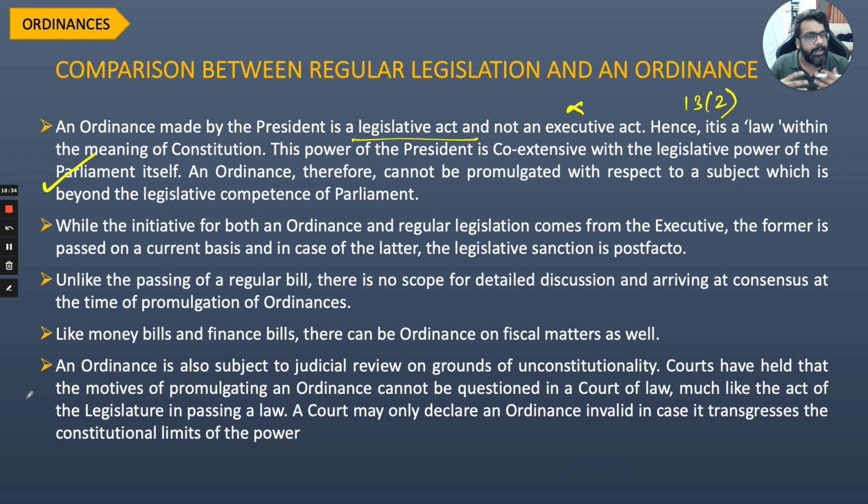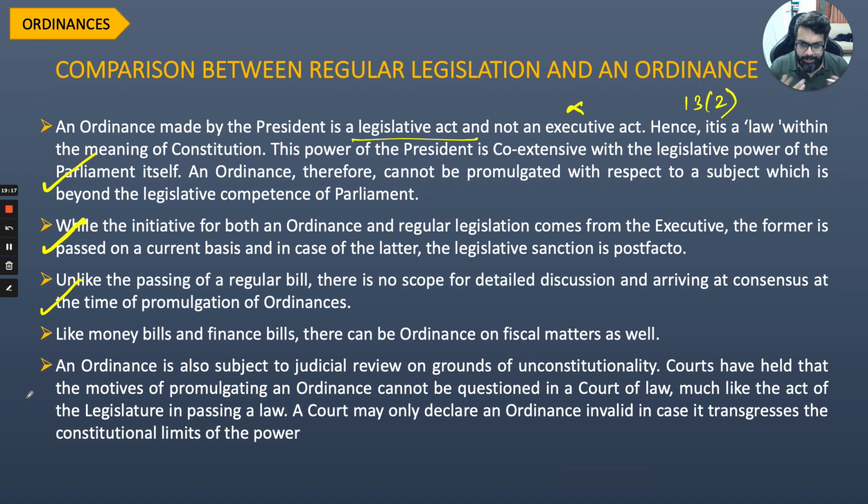So the idea here is the origin or the intent of an ordinance or a legislation does definitely come from the executive. But the difference is that an ordinance is passed on a current basis, which means that the ordinance is only for a specific time period, whereas legislative actions could be post facto. They could work across dimensions. Now, unlike the passing of a regular bill, there is absolutely no scope for a detailed discussion or a consensus building as far as promulgation of ordinances are concerned, which means that the only time an ordinance actually gets discussed is when the legislatures, whether it's the parliament or the states, actually get to approving it or not approving it.